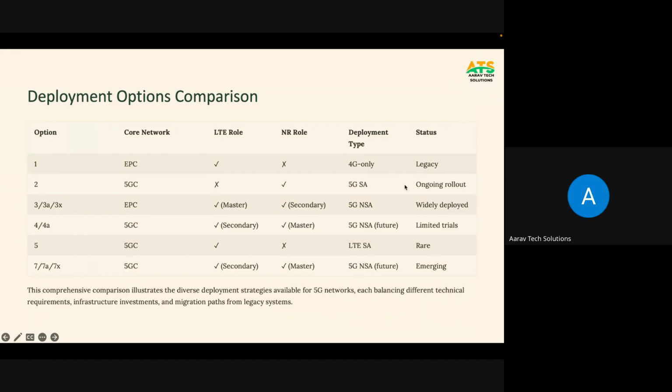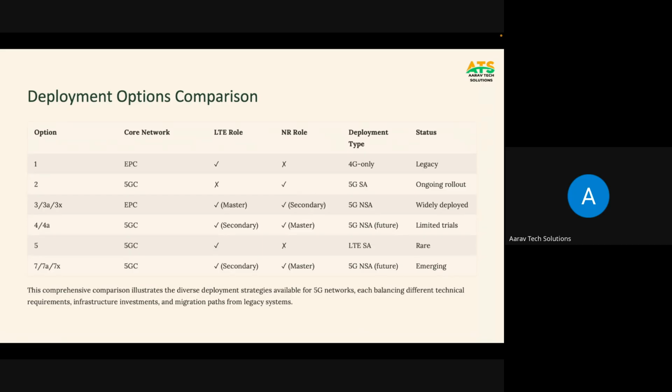Option 1 is for 4G only, option 2 is for 5G only, and options 3 as well as 7 are the deployment strategies used for 5G NSA. But option 7 is for future readiness and is not being used as of now. From a commercial point of view, option 3 is the one being used in 5G NSA. Option 4 is also a future-ready technology, while for LTE with standalone, option 5 comes into play. It is very rarely used, option 5.